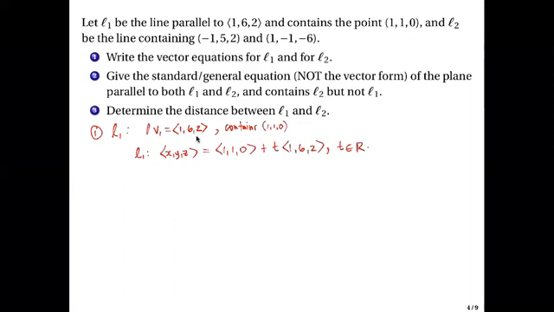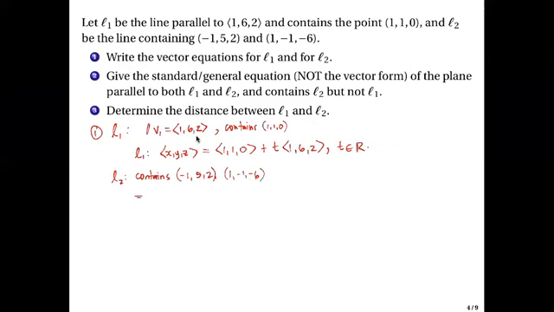For L2, it contains the points (-1, 5, 2) and the other point (1, -1, -6).